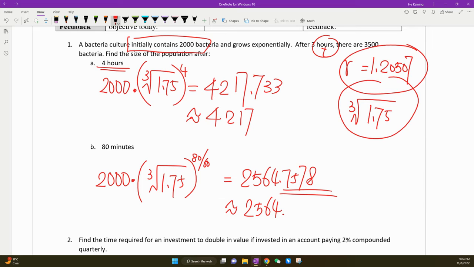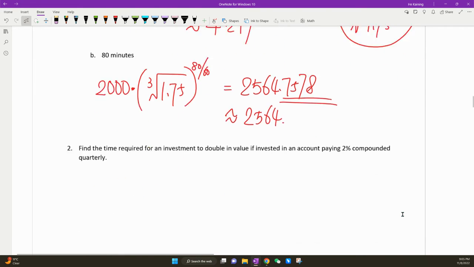And if you're a person who already rounded the number for the cube root of 1.75, then you actually have a number within the range of 2560 to 2570. Okay, so those numbers are acceptable if you have the rate rounded, rather than keeping it as a cube root of 1.75. If you round this number, that's perfectly fine, okay? Okay, let's move on to the next question.